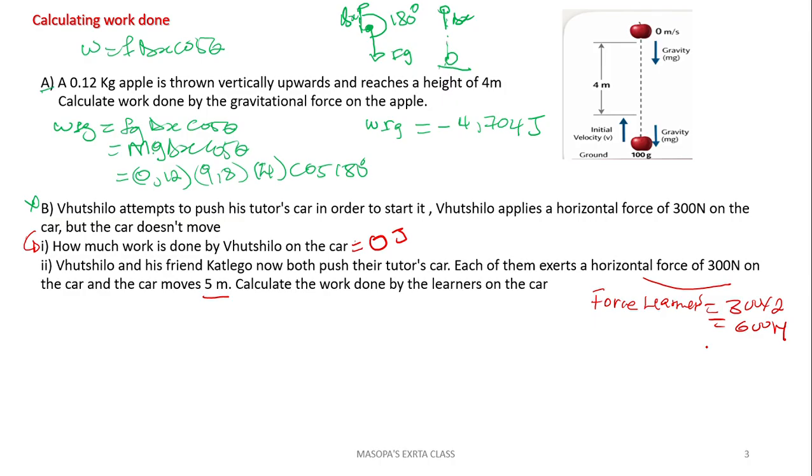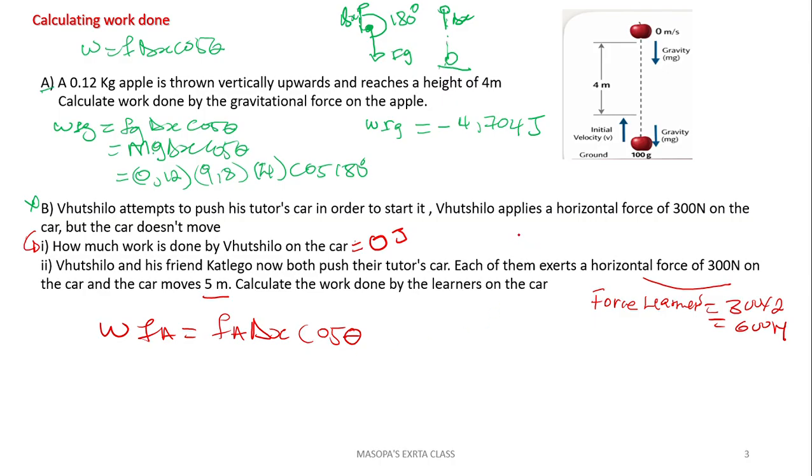So basically, there is a force that the car experiences, which is 600 newtons. And then that car will cover 5 meters. Now we must calculate the work done on the car. So basically, work done by the applied force, because they are applying a force on the car, then your displacement and the cos of theta.